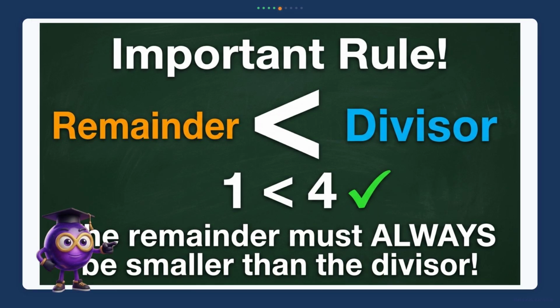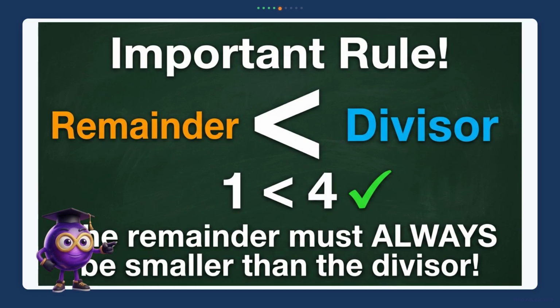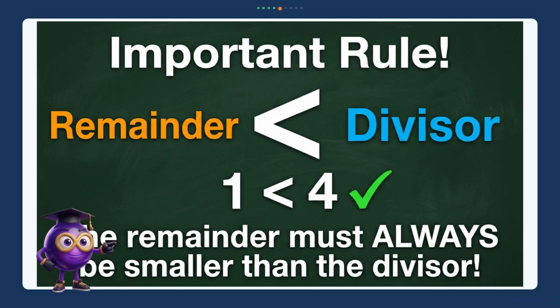Here is an important rule. The remainder must always be smaller than the divisor. If it is not, you can fit the divisor in one more time.